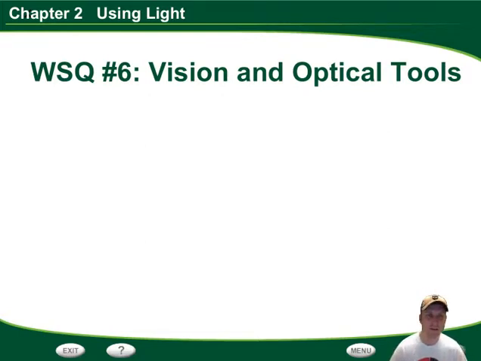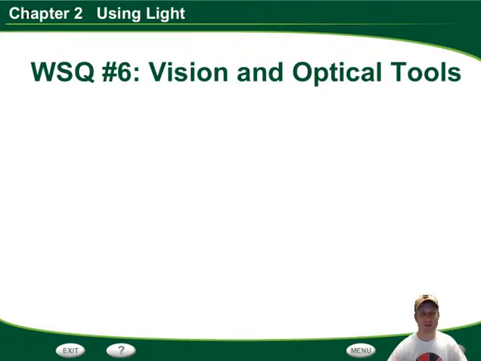All right, welcome to WSQ number 6. This one will be combining two sections, Chapter 2, Section 4, and Section 5, on basically human vision and optical tools. And so we're going to learn a little bit about how the eye works, which will give us a little precursor into the future when we talk about human anatomy in the spring.